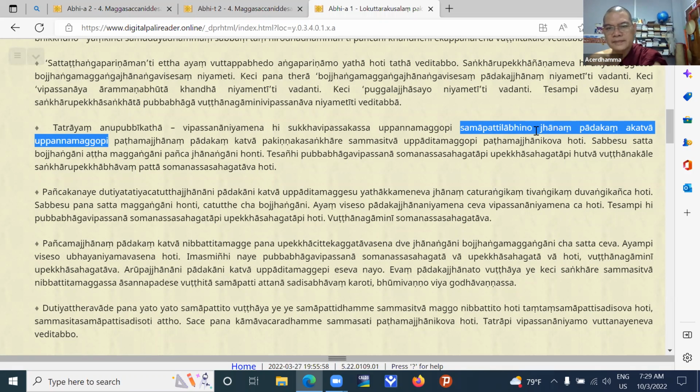No. He can enter into the jhana. Yes, he can, but he doesn't do it. Well, maybe he may do it. Well, but according to the Pali, jhanang padakang akatoa, so he doesn't do it.